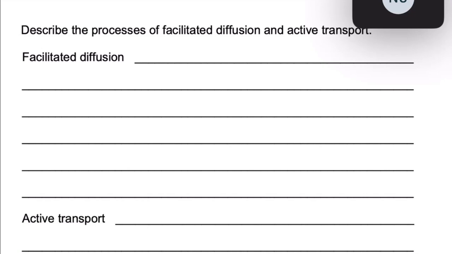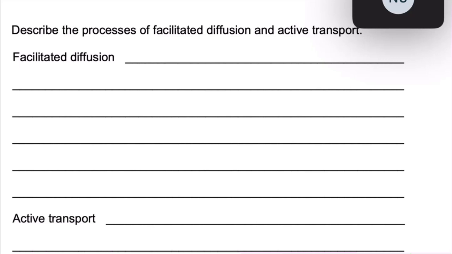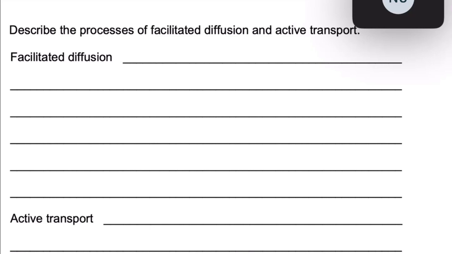However, when you have facilitated diffusion, you normally require a transporter protein, such as a channel protein or a carrier protein, for this to happen. And this is normally the case for polar molecules or molecules which are charged. Okay, they are not lipid soluble. Okay, so how I would answer this question for facilitated diffusion, it's the diffusion of polar molecules down the concentration gradient via a carrier protein.